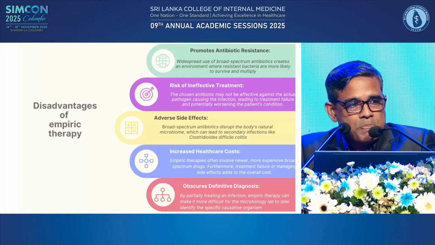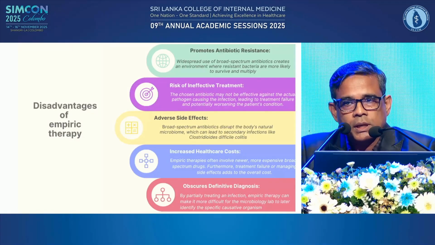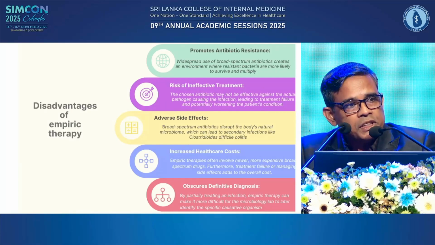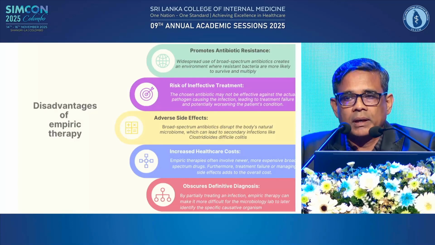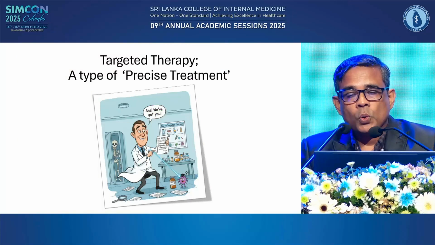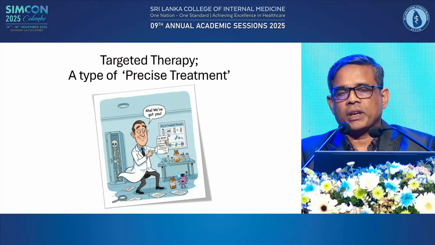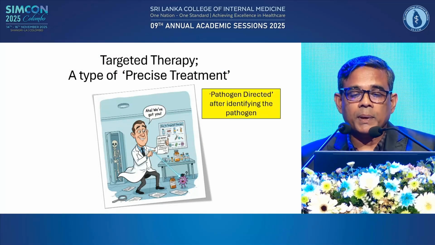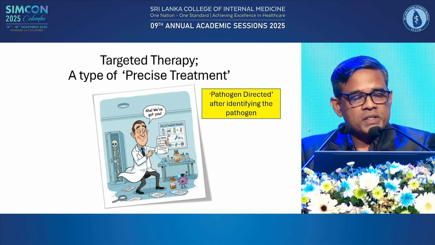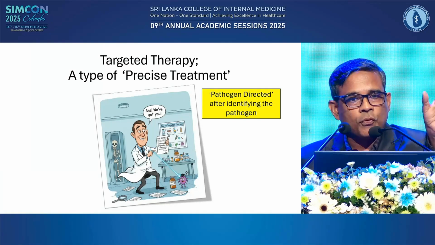So this is the big minus in empiric therapy, because you are giving treatment based on your knowledge of the infectious syndrome. That will obscure the etiological agent, and you might overtreat the patient, which is not good for antibiotic stewardship efforts. So what is targeted therapy? Targeted therapy is a type of precise treatment. How are you going to do targeted therapy? You identify the pathogen and you treat, focusing on that particular pathogen causing the infectious syndrome. So this is the best form of treatment.